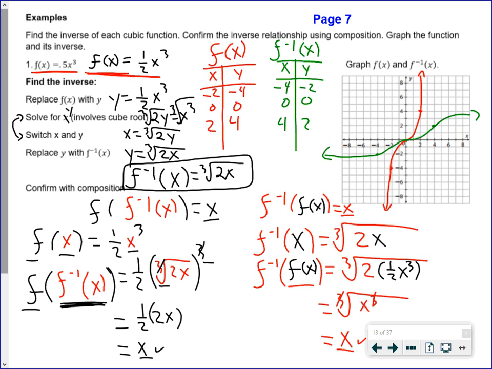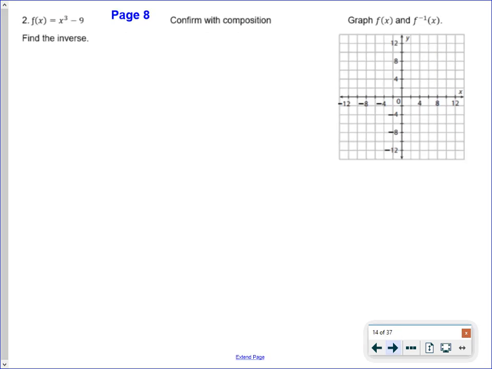So let's go on to number 2. We'll go over one more example. Number 2, we have x cubed minus 9. So first thing we're going to do is find the inverse. So we're going to write it as y equals x cubed minus 9.